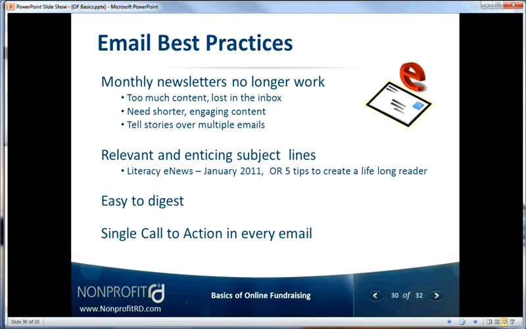So that single call to action, you really want to give them one choice if you can in that email. If you give them 5 choices, they're probably going to take none of them because they don't know which one to take. So that's really important. So try and get that down, that single call to action if you can.